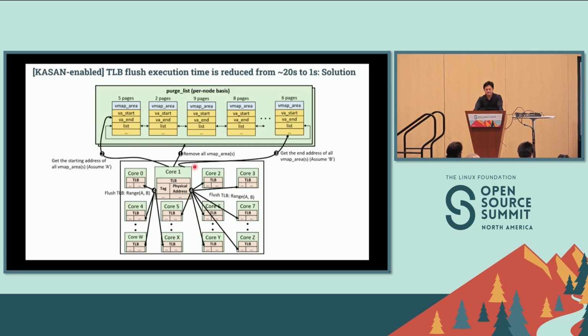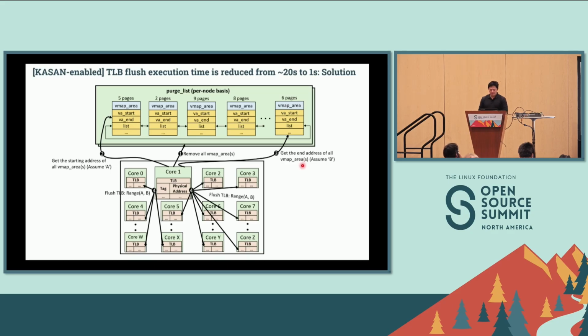Okay, the solution is to combine all TLB flushes into just one single TLB flush. Instead of flushing each VA individually, we get the starting address of all vmap areas. Let's assume the starting address of this list is A. And then we collect the end address of all vmap areas, and let's assume the end address is B.